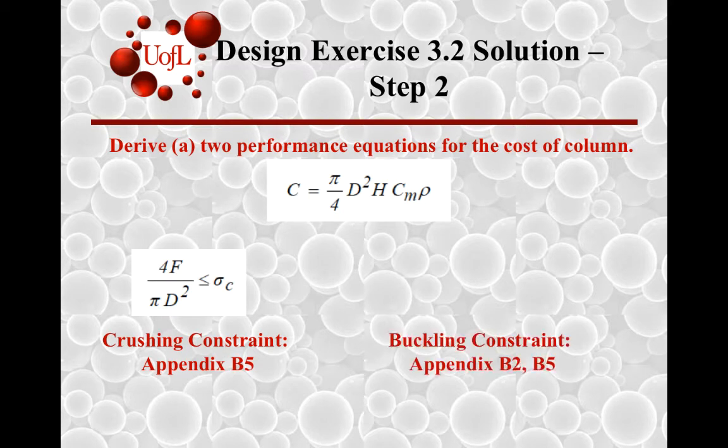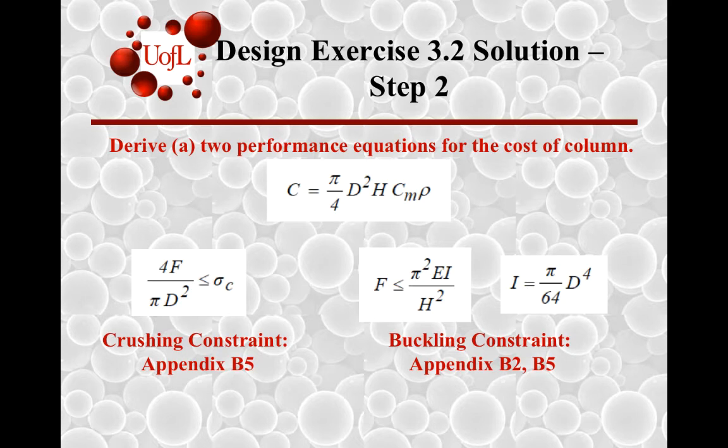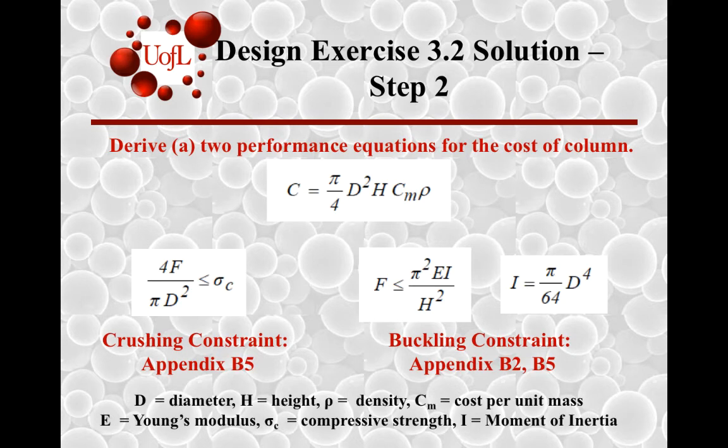the compressive strength. You can get the Euler's buckling constraint from Appendix B2 and B5, where from B5 you'll get F as pi square times EI by h square, and B2 will give you what the moment of inertia is. For the cylinder, it's pi d to the power 4 divided by 64. D is the diameter, h is the height, rho is the density, Cm is the cost per unit mass, E is the Young's modulus, sigma c is the compressive strength, I is the moment of inertia. Right? So far so good.